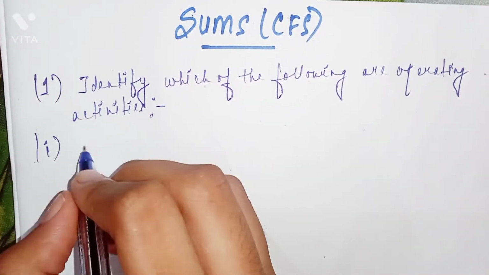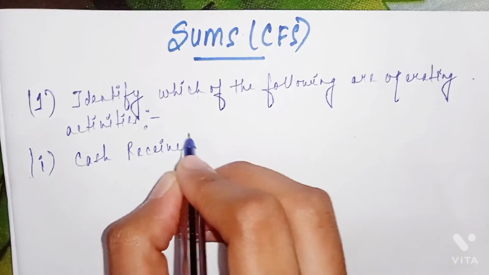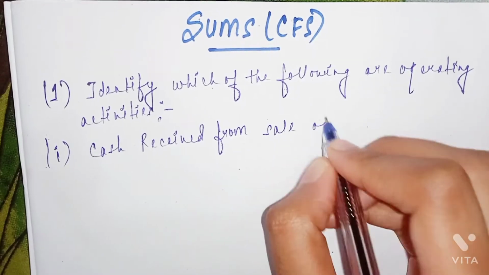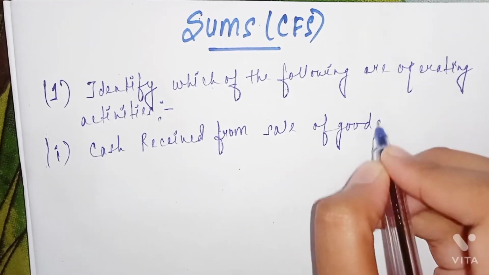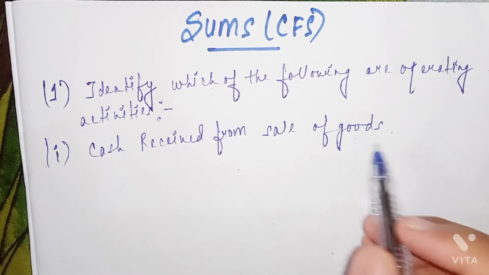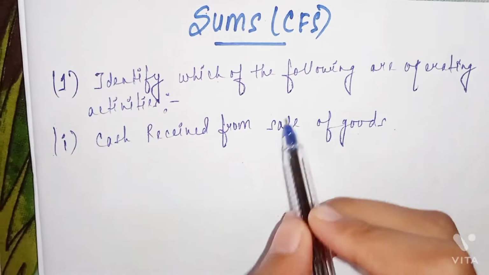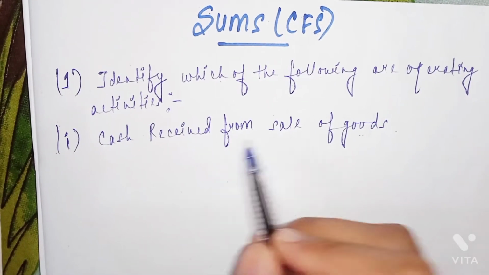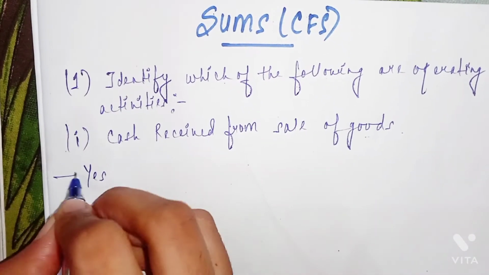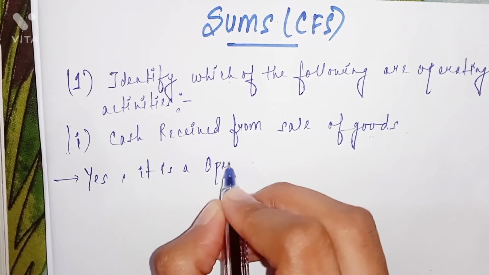So my first item is cash received from sale of goods. This is an operating activity because, as I said in the earlier class, the sale of goods is always included in the operating activities. So yes, it is an operating activity.